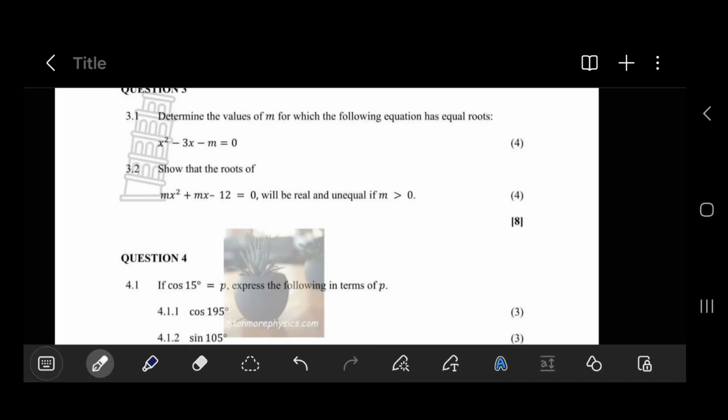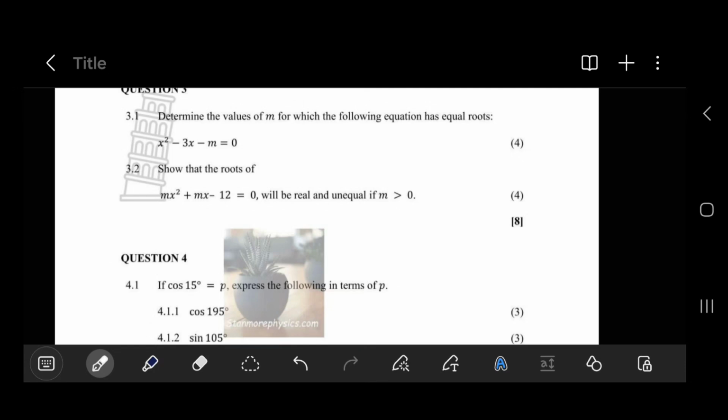Now 3.2 says, show that the roots of mx squared plus mx minus 12 equals 0 will be real and unequal if m is greater than 0. This question is phrased very differently. You are not required to solve for m, but you are told that m is greater than 0. In maths, if any value is greater than 0, it means that it is positive. So what we need to do is, we have to work with the discriminant and somehow show that from the discriminant, if the values of m are positive, it will always yield real and unequal roots.